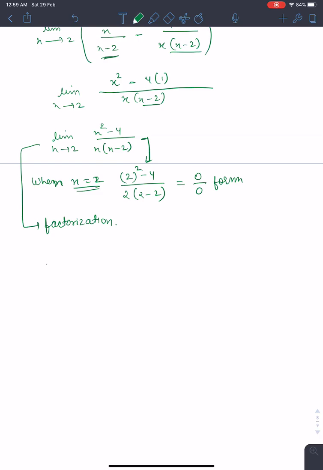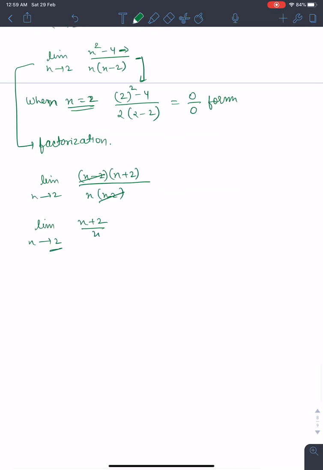So limit x extending to 2, you know that for this we can use a square minus b square, so it becomes x minus 2 into x plus 2 upon x into x minus 2. Now this and this factor got cancelled, so finally you got limit x extends to 2 of x plus 2 upon x. Now directly you use the direct substitution method. When you put x equal to 2, what are you getting? 2 plus 2 upon 2, that means 4 upon 2, that means equals 2, which belongs to real numbers. So this will be your final answer.